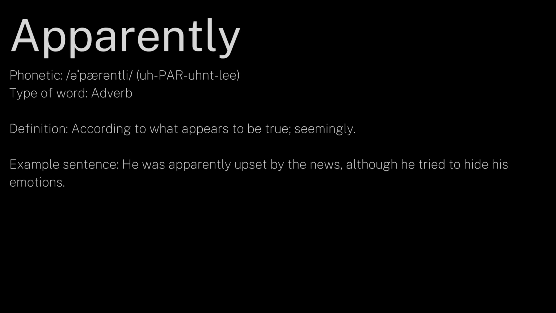Our 39th word is apparently, which is an adverb that is defined as according to what appears to be true, seemingly. For example, he was apparently upset by the news, although he tried to hide his emotions.